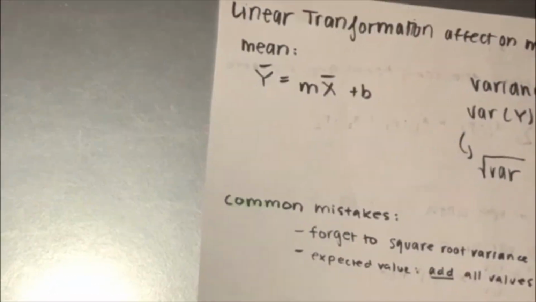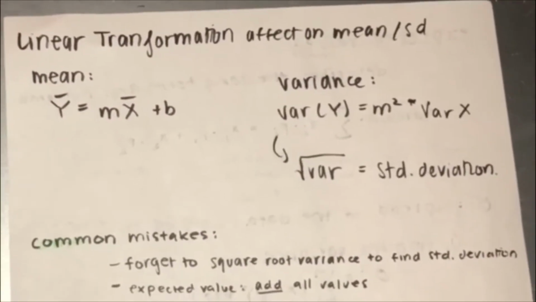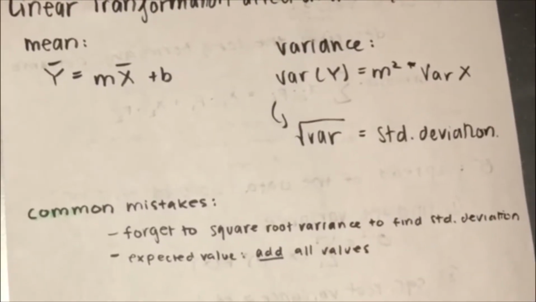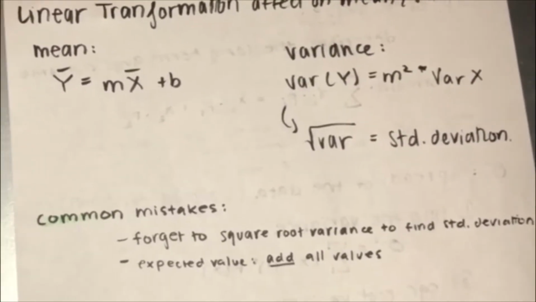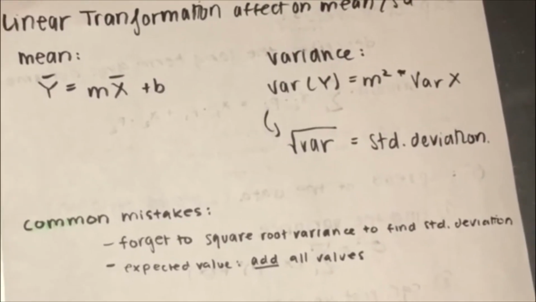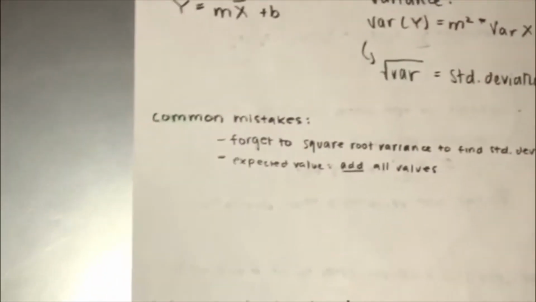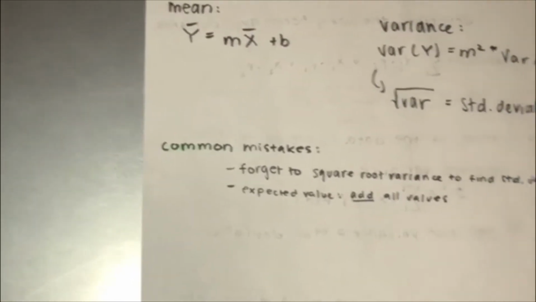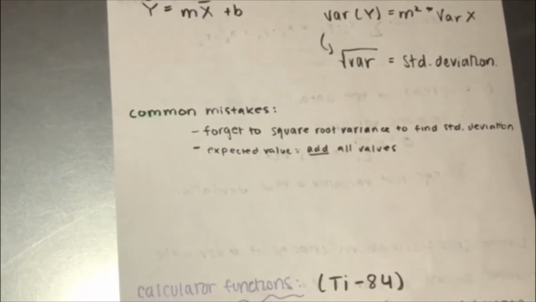In the linear transformation effect on mean and standard deviation, the mean is y equals mx plus b, and for the standard deviation, the variance of y is equal to m squared times the variance of x, and then you have to square root the variance, and that's equal to the standard deviation. Some common mistakes are that you'll forget to square root the variance to find the standard deviation, and for expected value you have to add all the values. This can also be shown in variance because it's a summation formula as well.